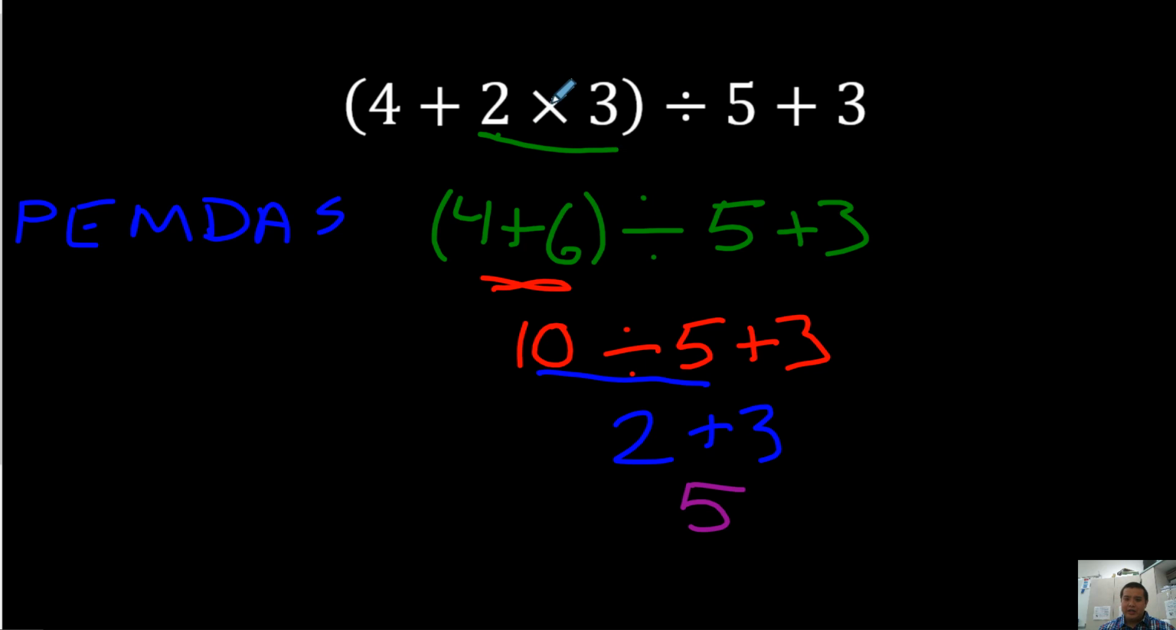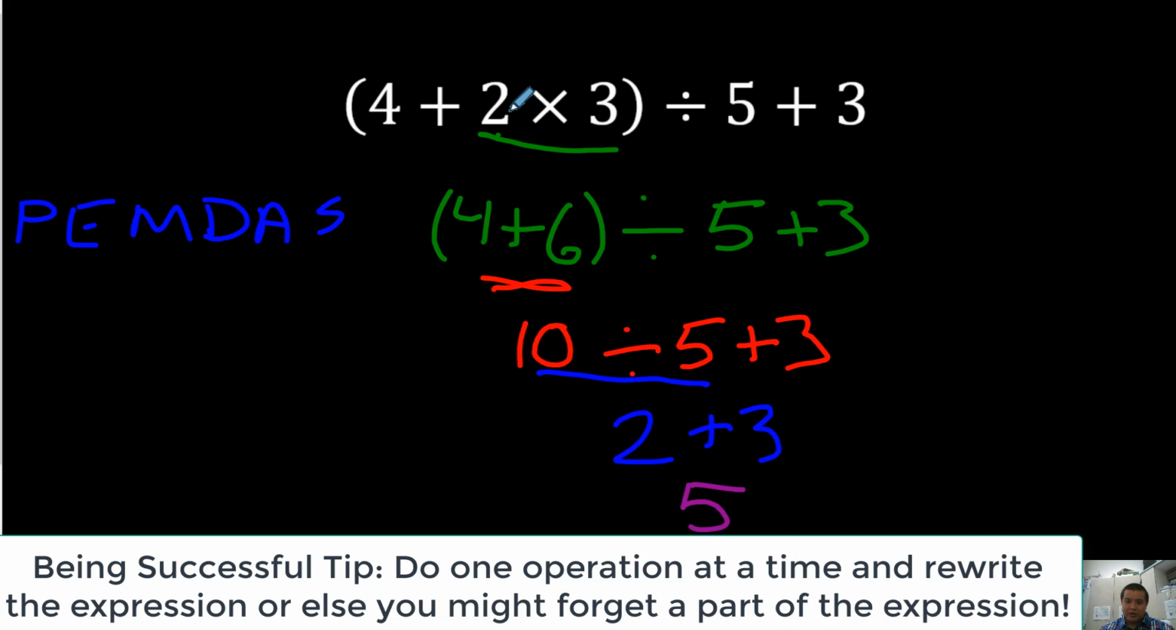Notice how I underlined each operation that I did. So the first thing I did was 2 times 3, so I underlined it and then kept everything else the same. The next operation I did was 4 plus 6, underline it, wrote the 10, kept everything the same. Same thing in these last couple steps, except for this one. I probably should have underlined that one. Here we go.